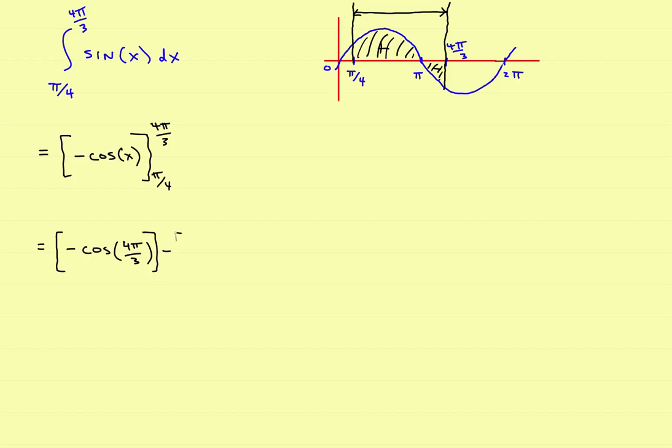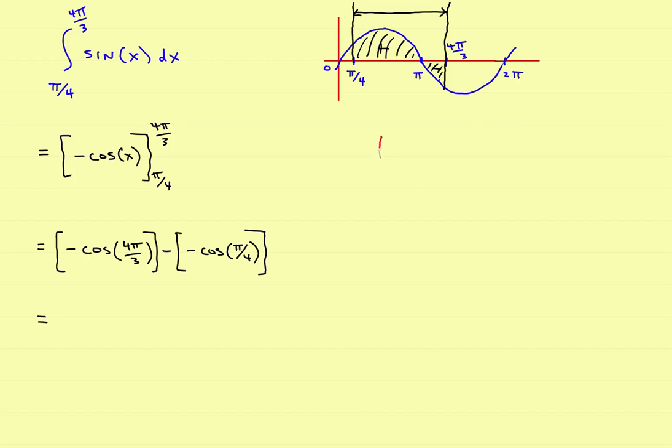Then minus, and plug in the bottom number, which would be the negative of the cosine of pi divided by 4. And you've got that. Now you want the exact answers on these, so really it just comes down to whether or not you remember your trig functions. With this in mind, let's find what the cosine of 4 pi divided by 3 looks like.